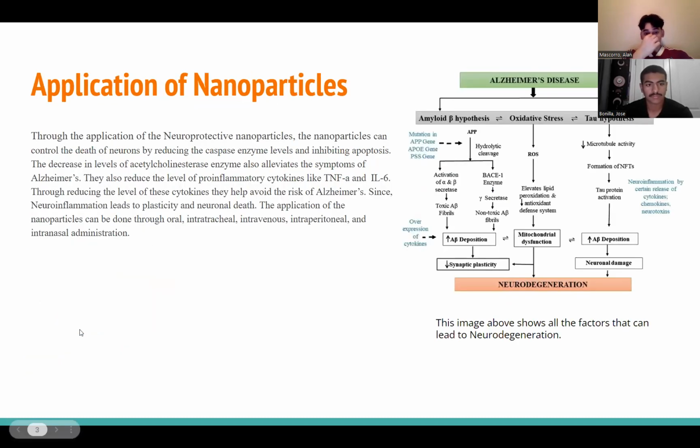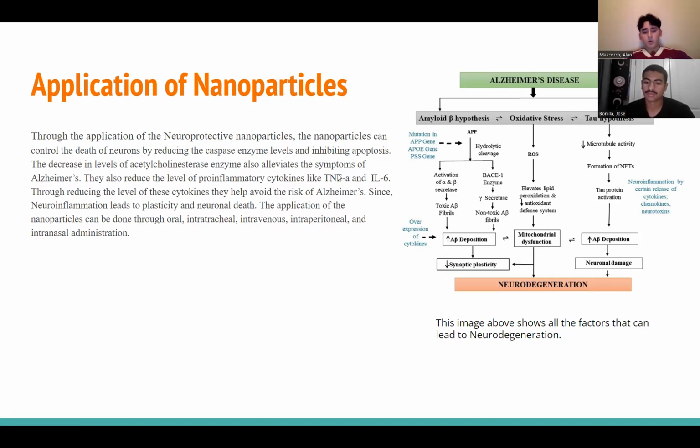Going on to the application of nanoparticles. They can be administered through oral, intraocular, intratracheal, intravenous, intraperitoneal, and intranasal routes. The purpose of the application of nanoparticles is to control the death of the neurons by reducing the caspase enzyme levels and inhibiting apoptosis. The decrease in acetylcholinesterase enzyme also alleviates the symptoms of Alzheimer's.